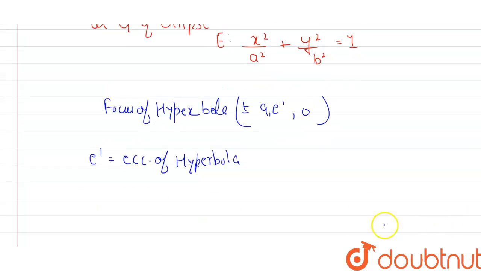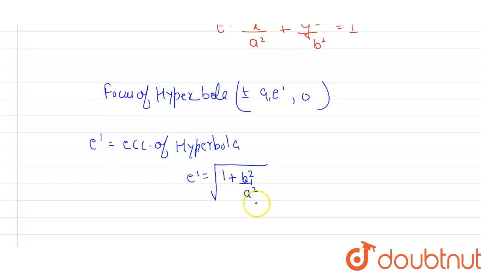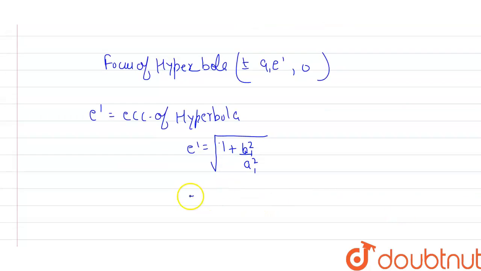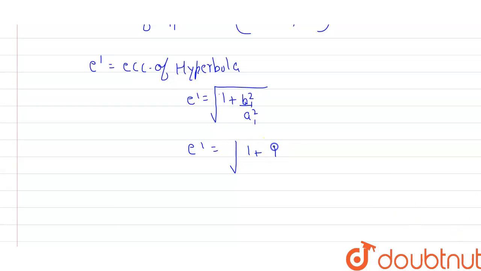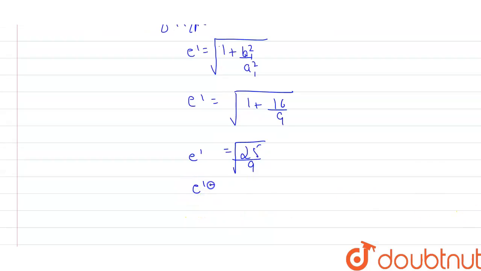Do we know the formula for this? Exactly, the eccentricity formula in the case of a hyperbola is the square root of 1 plus b square by a square. So e dash equals root of 1 plus b square by a square. In that case we have b1 and a1. b1 square is 16 and a1 square is 9, so this becomes 16 by 9. Taking the LCM, this becomes 25 by 9 under the root, so the e dash value is 5 by 3.